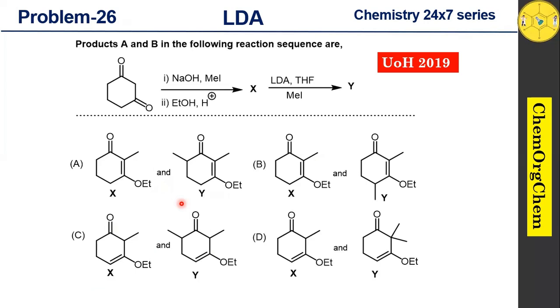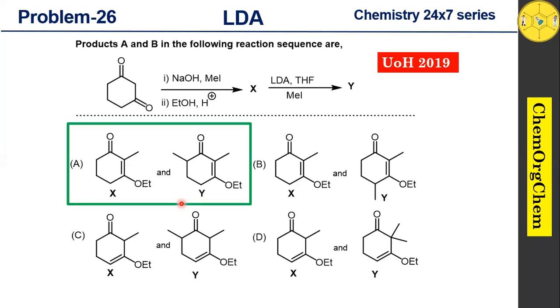Based on our analysis, along with the concepts of alkylation and keto-enol tautomerism, followed by the LDA-based constructs such as kinetic enolate as well as thermodynamically stable enolate, we can easily derive the correct answer for this question: option A.